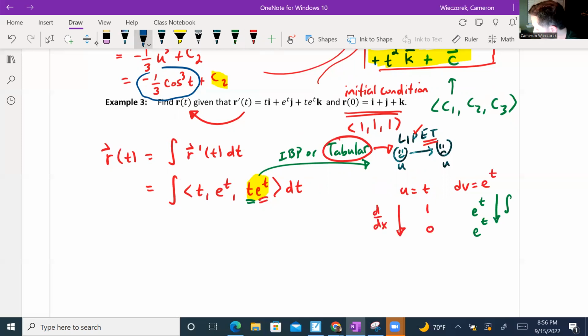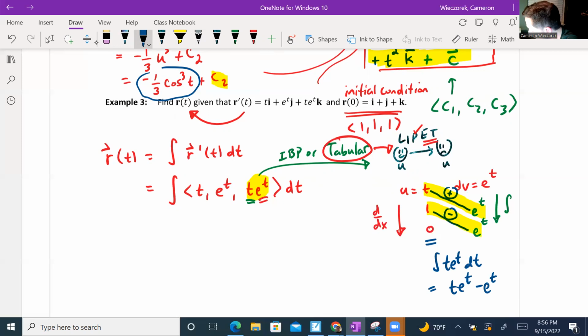And then I pair them up diagonally. These two are going to get multiplied together. These two are going to get multiplied together. It always alternates sign. Positive product, negative product, positive product, negative product. We only have to do 2 products in this one because once we do that, we get to the 0 in the third round. So putting it together, I would get t e to the t minus 1 times e to the t. So my antiderivative here, the integral of t e to the t dt, would be t e to the t minus e to the t.